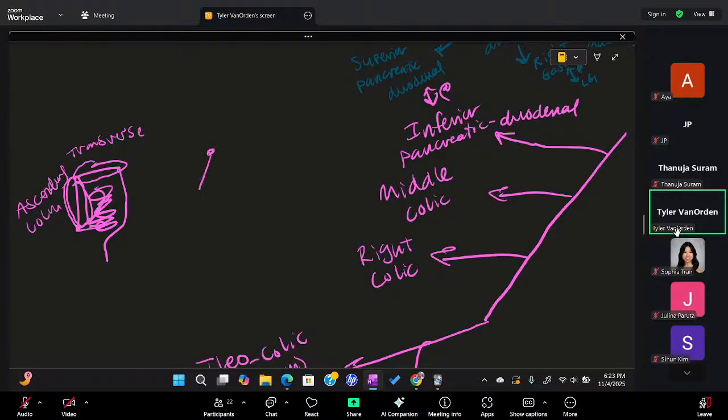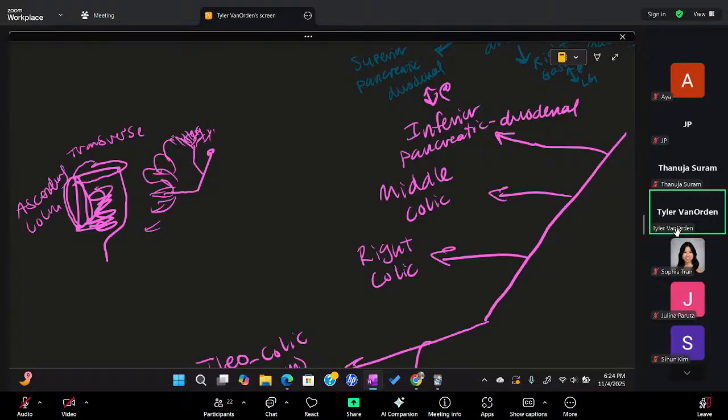So what you're going to see in lab is this. This is the SMA. You're going to see this coming off. You're going to see it giving a branch that goes over, and then there's going to be a bunch of branches that go like this. Okay? Those are all considered branches of the right colic. And then you're going to see the middle colic come up, and it's going to give off a bunch of branches that are all going to go to that transverse colon.